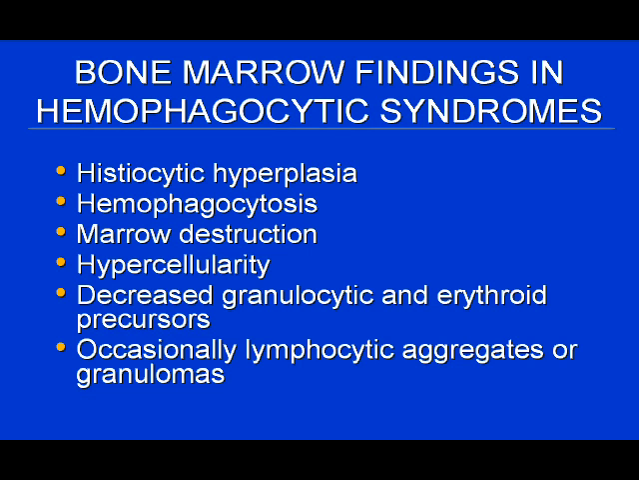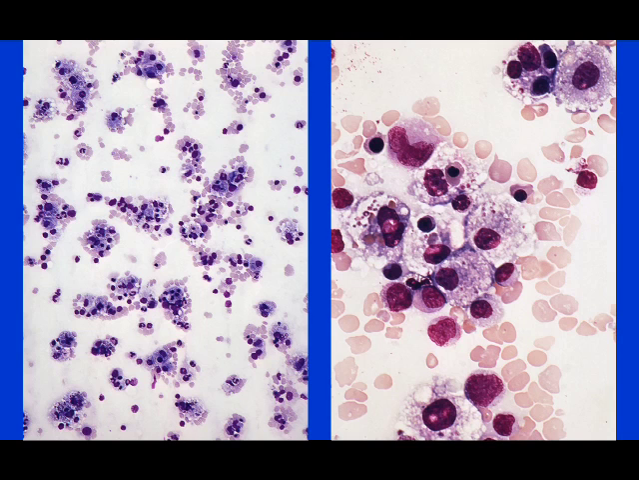Megakaryocytes, in contrast, tend to be normal in number or even sometimes increased, even though the patients may be markedly thrombocytopenic. Occasionally we'll see other more non-specific things like little granulomas or lymphocytic aggregates in the marrow.